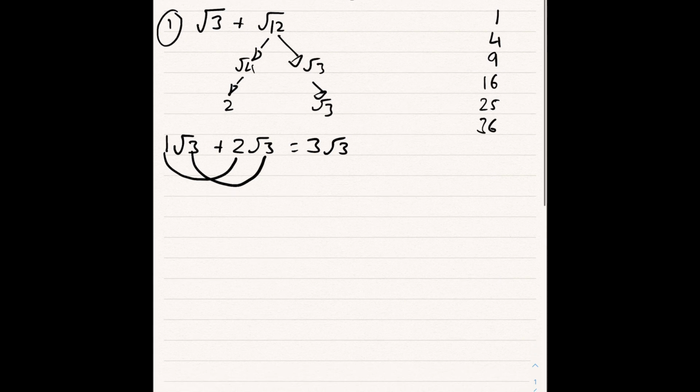So let's try a next question. Now welcome to the second example. So we have square root of 40 plus square root of 90. Like before, to make our lives easy, let's write down the square numbers: 16, 25, 36, and so on. Now we want to simplify both square root of 40 and square root of 90.